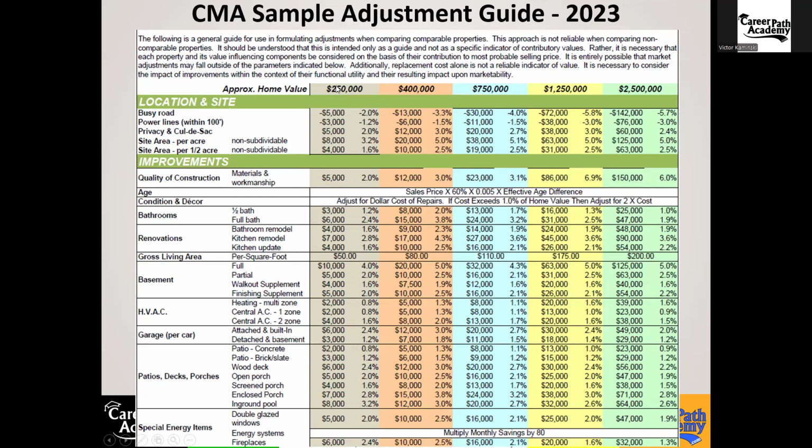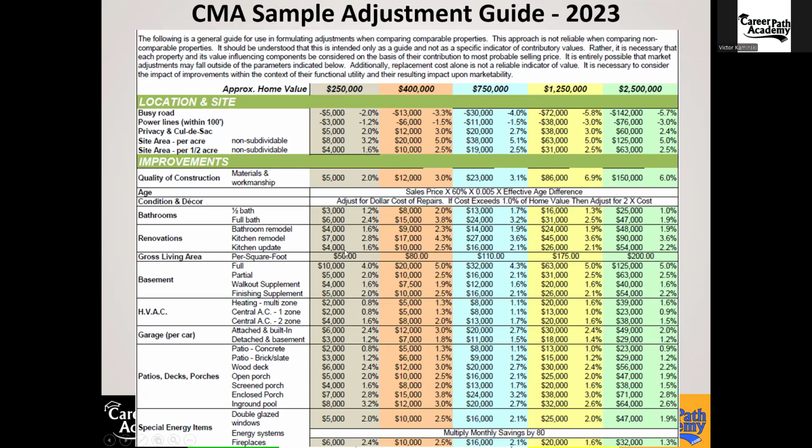Well, in a $250,000 price range, a half bath would be 1.2% or $3,000, and 2.4% for a full bath or $6,000. But in a house that's in the $750,000 price range, it would be 1.7% or $13,000 for a half bath, or 3.2% or $24,000 difference for a full bath.